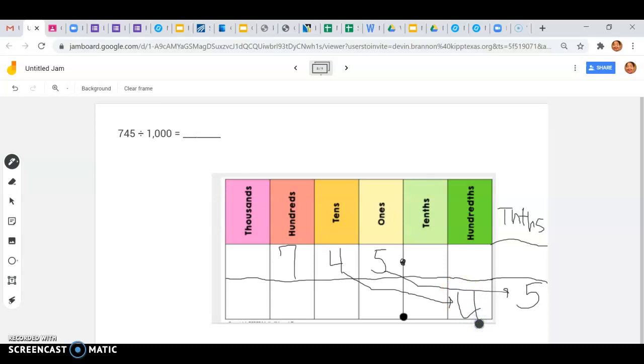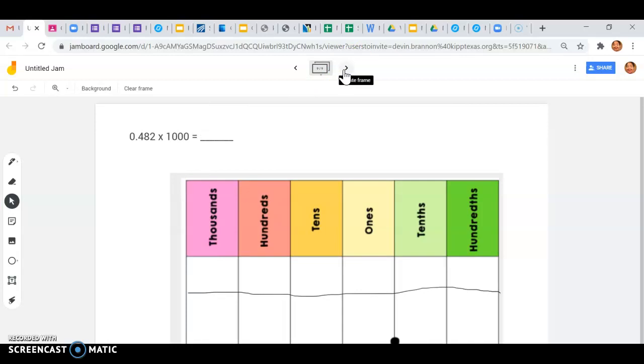And that's a 4. And then the 7 that is in our hundreds place is going to shift 3 times as well. So 1, 2, 3. And it's going to be in our tenths place. We're going to have a 7 that's in our tenths place. And I'm going to put a 0 here in our ones place, just as a simple placeholder. So then our answer for 745 divided by 1,000 is going to be 0 and 745 thousandths, right? Because we shifted 3 times to our right.